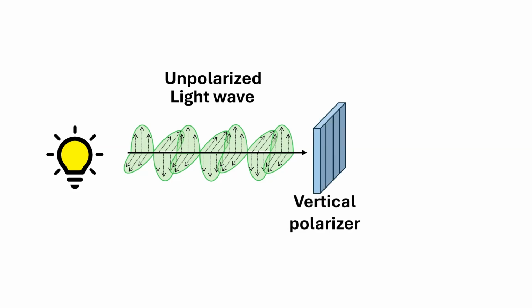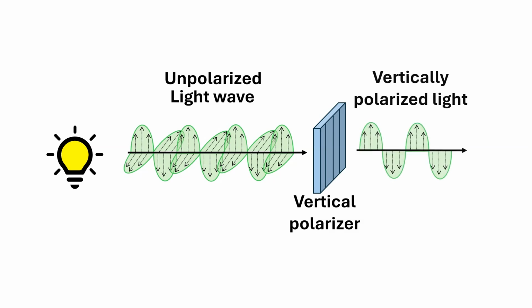We can use what's known as a polarizer, in this case a vertical polarizer, to actually change the angle at which the electromagnetic wave is oscillating. Once light passes through this filter, we can allow only the vertical portion of the polarized light to pass through, directing the beam into a specific direction as it travels.